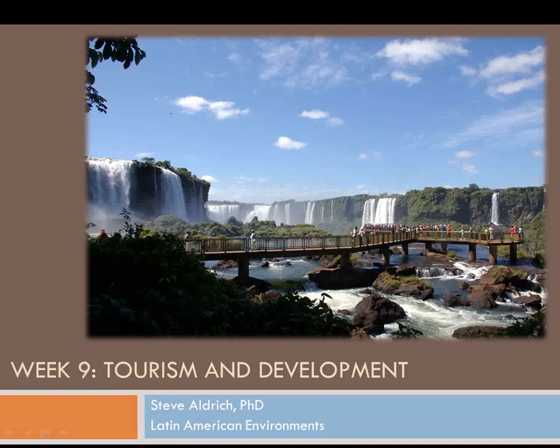All right, everyone. So this week, one of the big topics is tourism and development. In addition to the online material, there's this screencast. Here's a picture. This is a very famous tourist site. It's Latin America's probably the biggest waterfall.